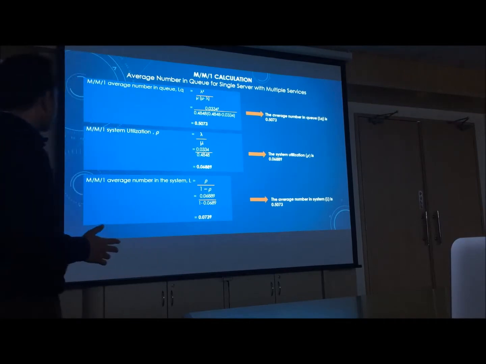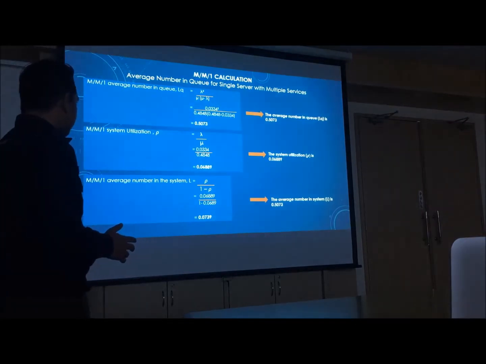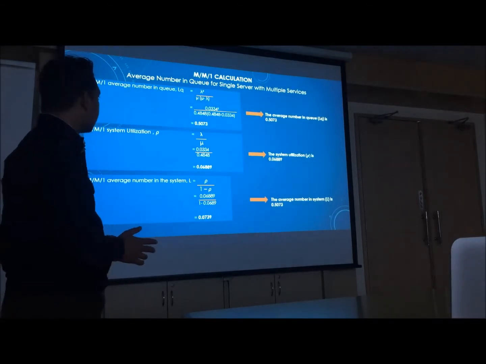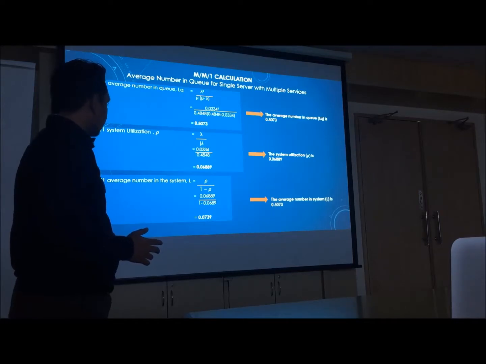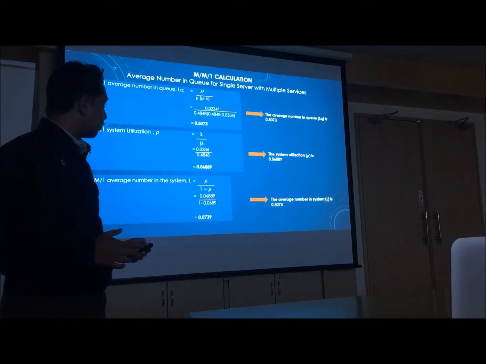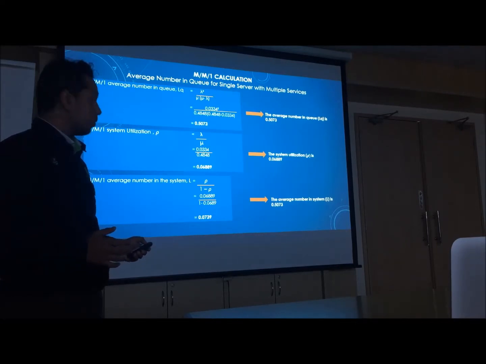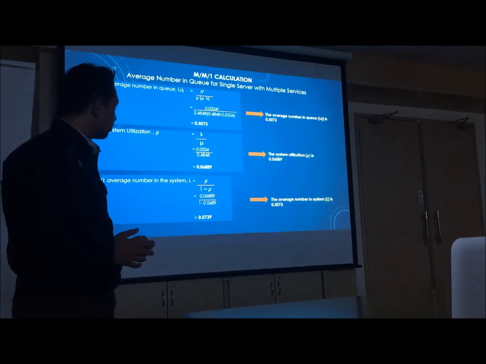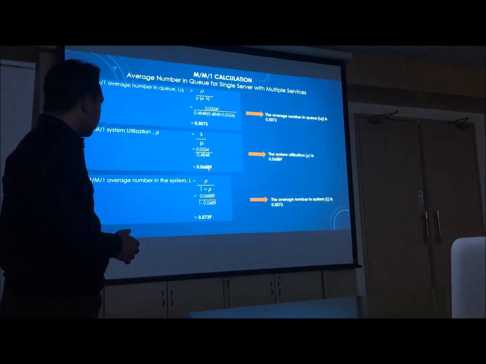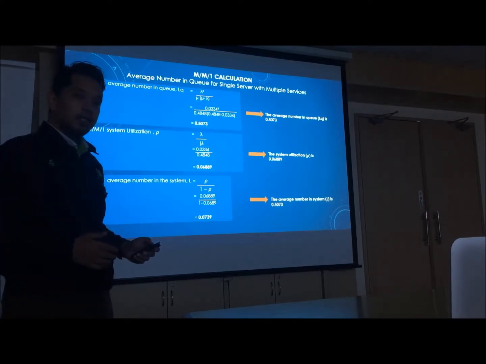For the MM1 system utilization, the formula is here: lambda divided by mean. The lambda value is 0.0334 and the mean value is 0.4848, which we get from the previous data, and the result is 0.06889.